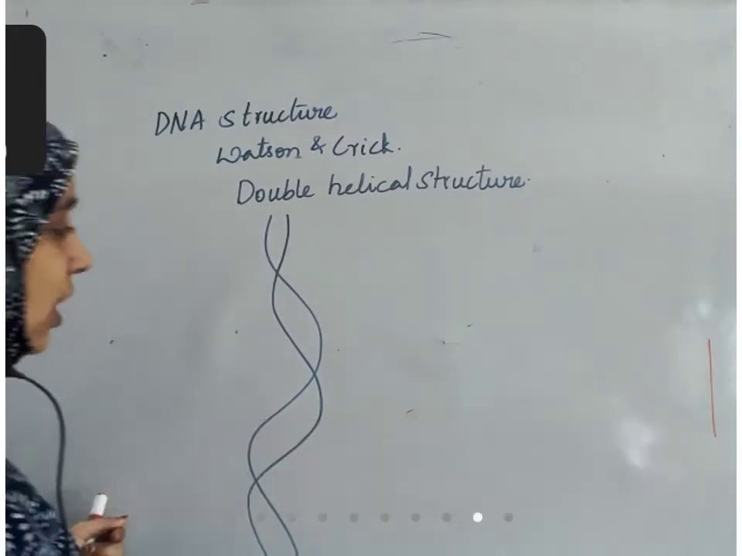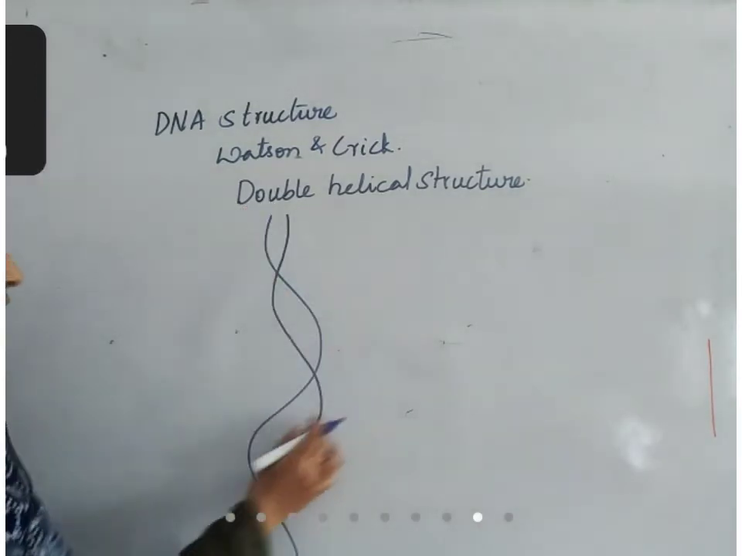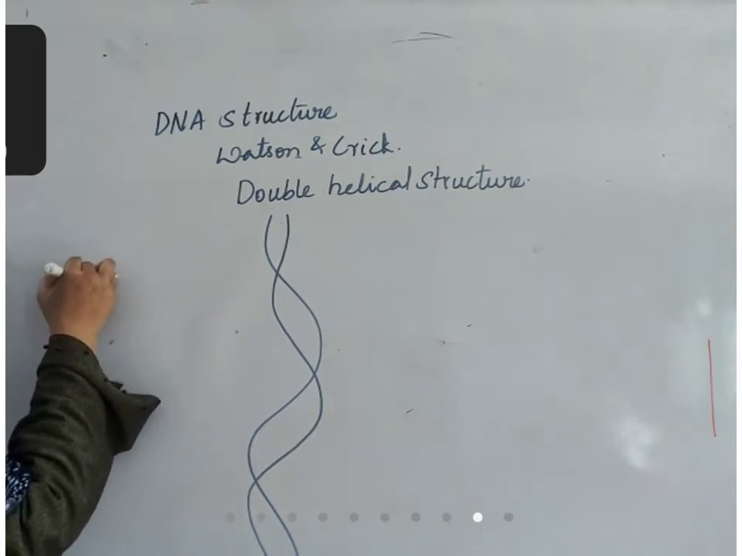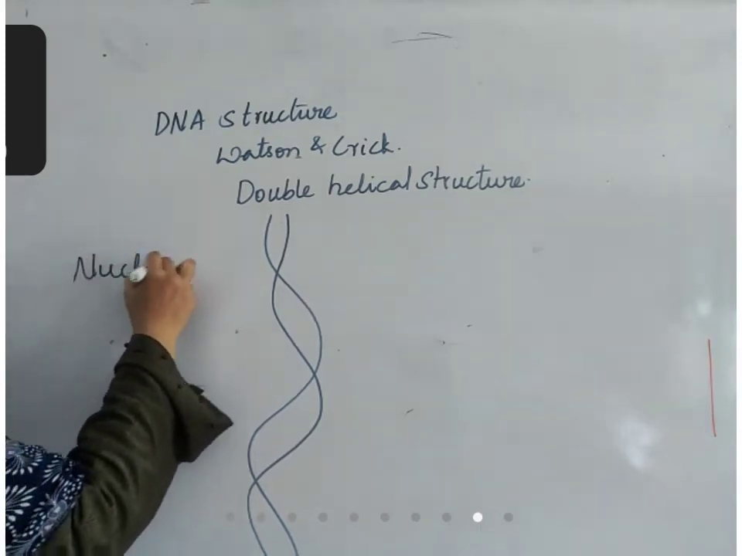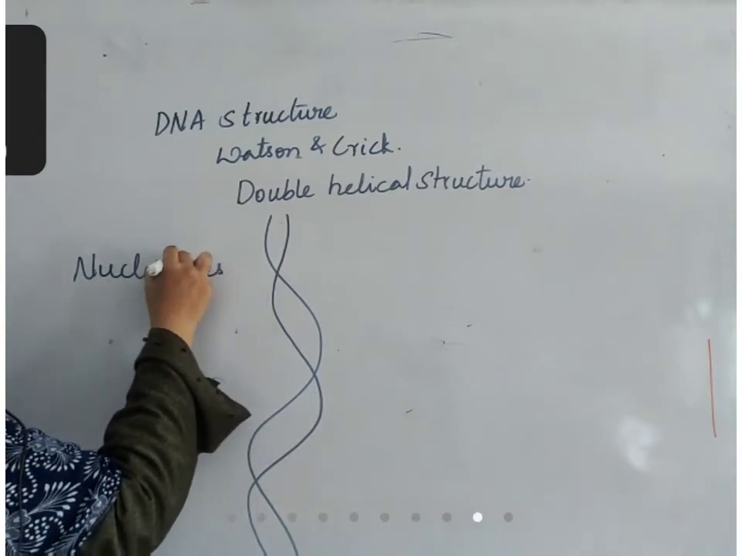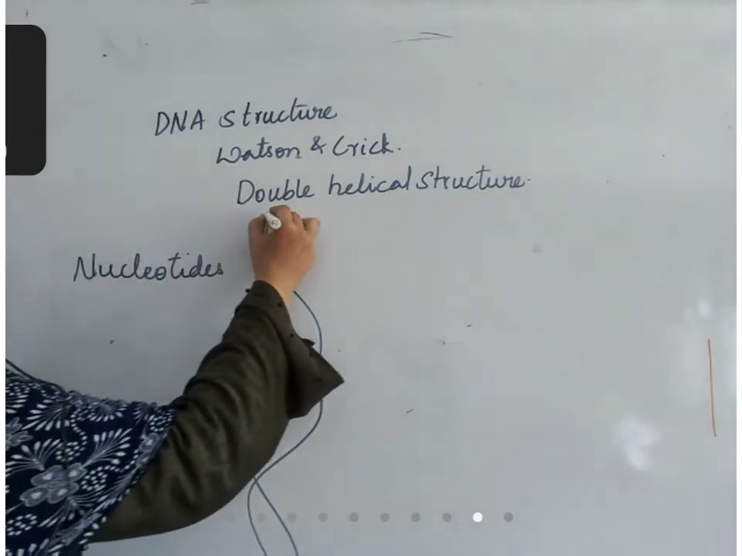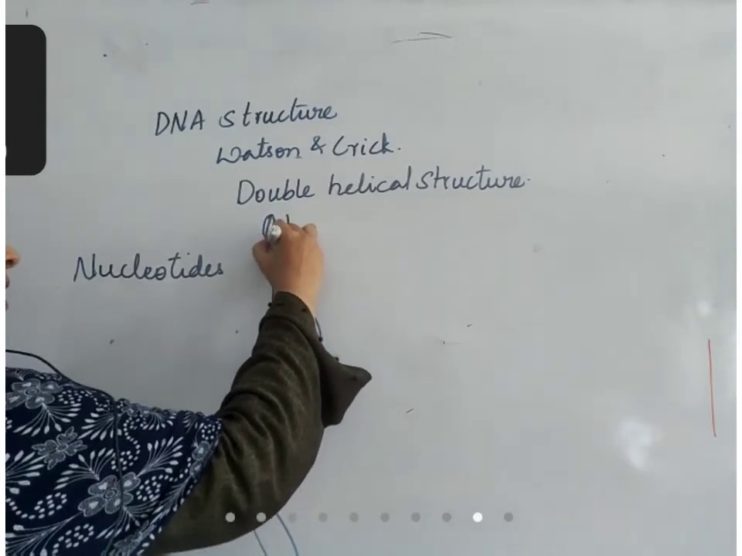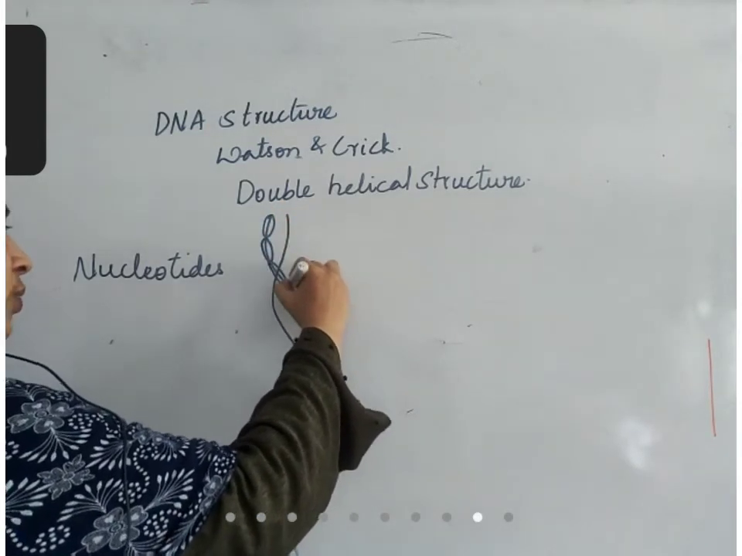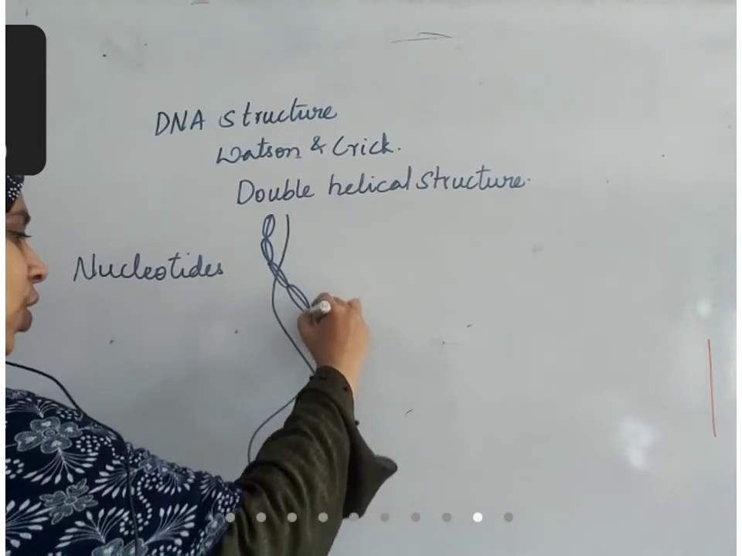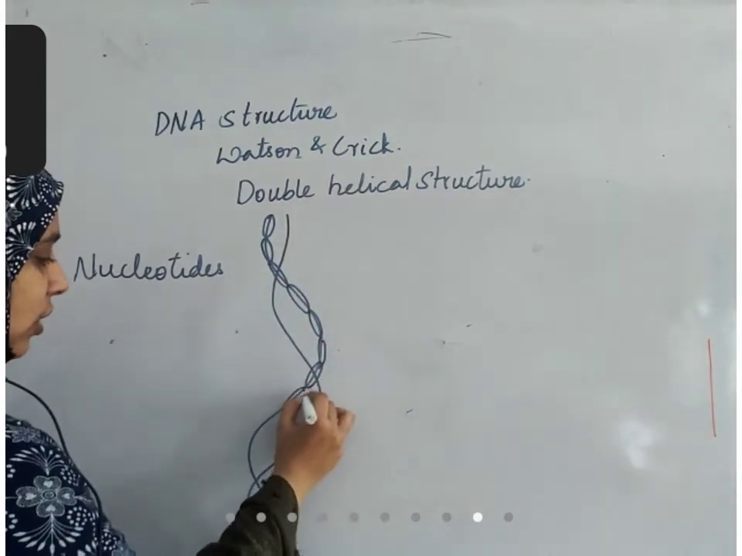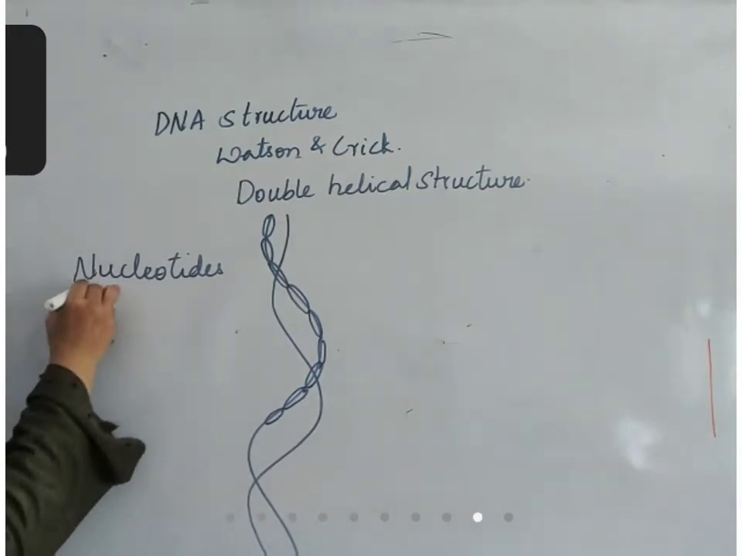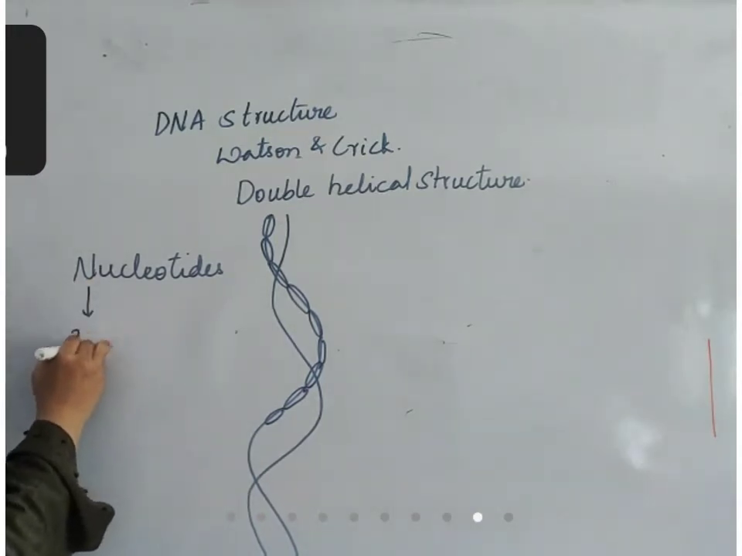So in this double-stranded DNA, each strand of DNA is composed of smaller units called nucleotides. Nucleotides are the smaller units. See, each strand is made up of, suppose this is one nucleotide, this is one nucleotide, this is one nucleotide, like this. All nucleotides are joined together to form one strand. What is this nucleotide made up of? Nucleotides are made up of three components.